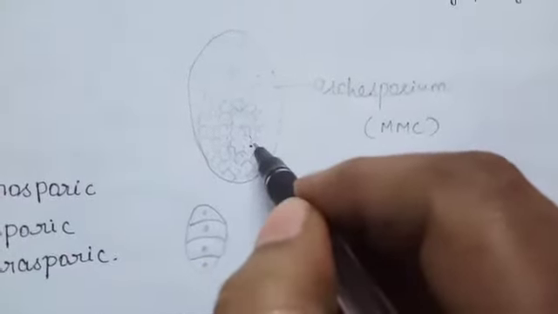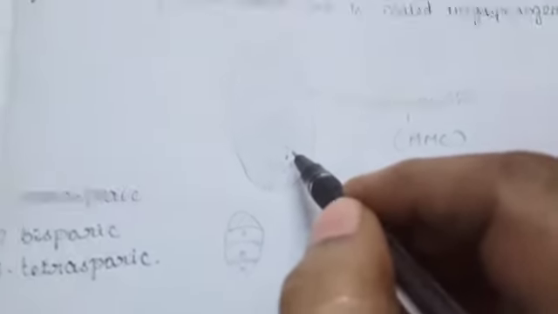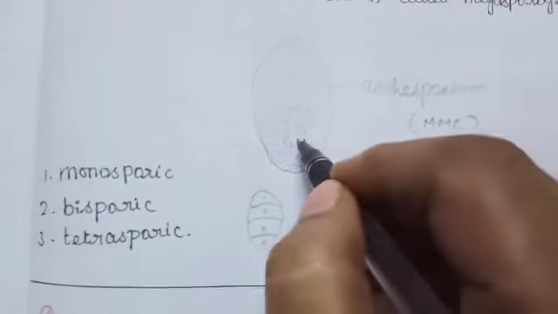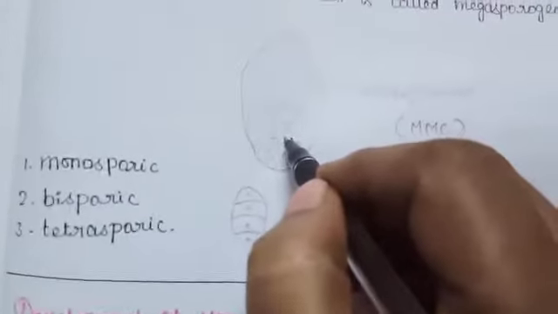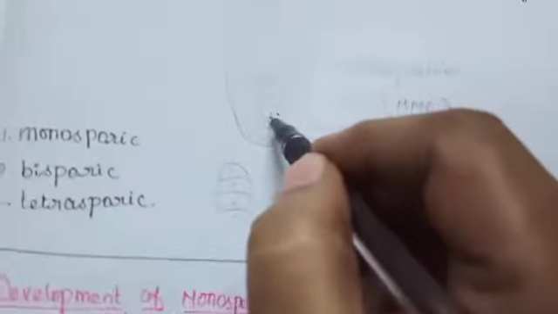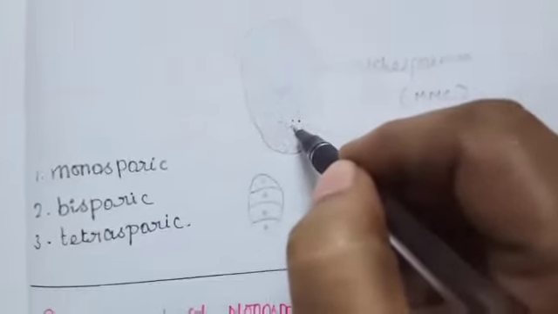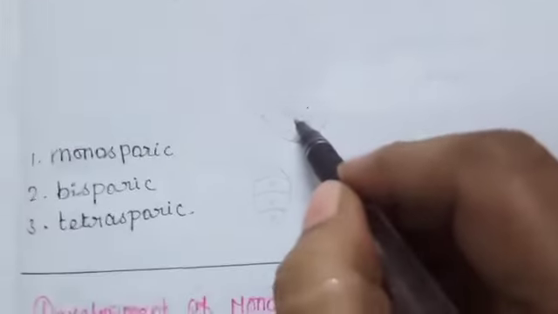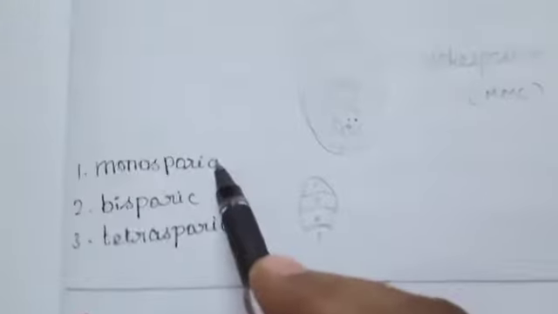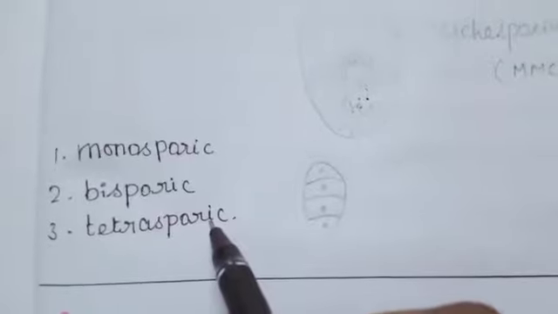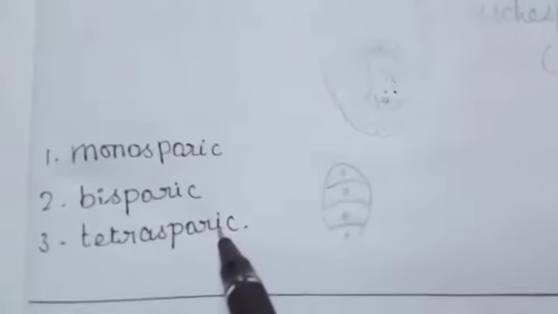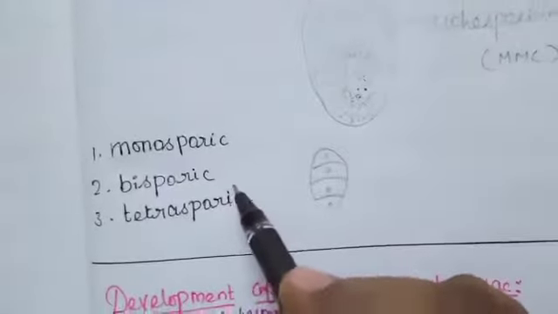This megaspore mother cell undergoes the 2 nucleated stage, 4 nucleated stage and 8 nucleated stage. The megaspore mother cell undergoes meiotic division to form 4 haploid megaspores. Based on the number of megaspores that develop into the embryo sac, there are 3 types: monosporic, bisporic and tetrasporic. What is monosporic? One functional megaspore forms the female gametophyte or embryo sac. This type of development is called monosporic.